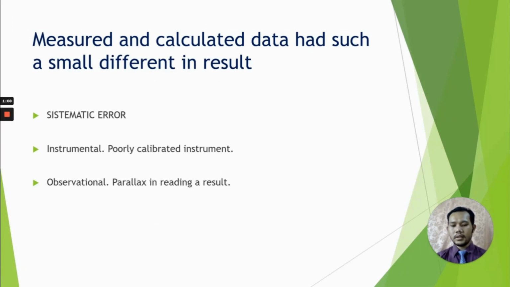From the experiment, we saw that the measured and calculated data have a small difference in result, and it is because of systematic error. First, instrumental error, which is a poorly calibrated instrument, and the second is observation error, parallax in reading the result.